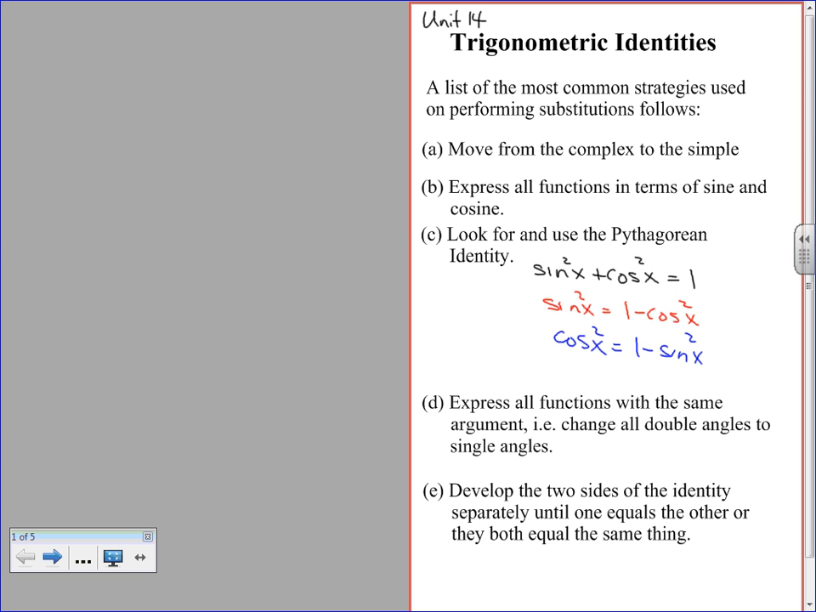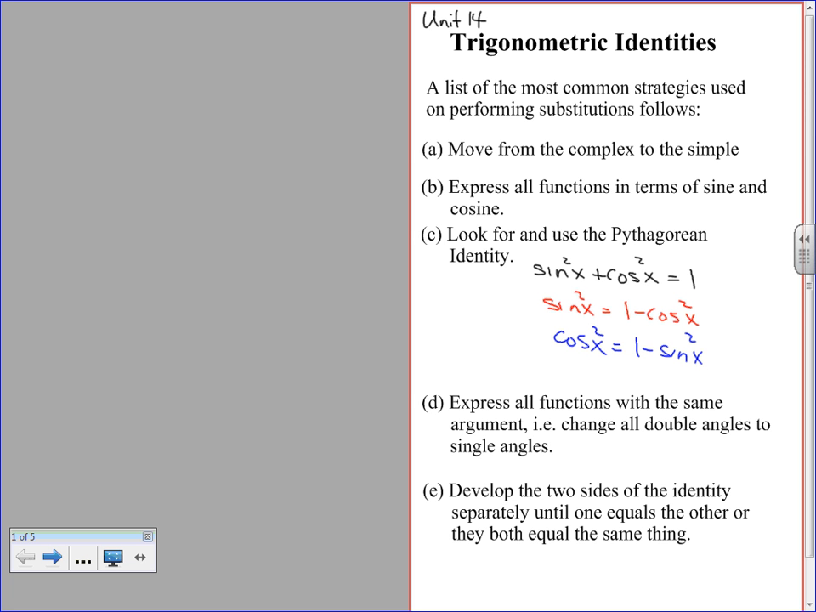Sometimes you can start with one of the sides and make it look exactly like the other side in the question. But if you can't do that, okay, then you start with one side, stop, and then start with the other side to make it look the same. Okay, so that's E, develop the two sides of the identity separately until one equals the other, or they both equal the same thing. Okay, so you don't have to make the left side look like the right side. You can start with the left side, stop somewhere, and then make the right side look like where you stopped with the left side. Okay.